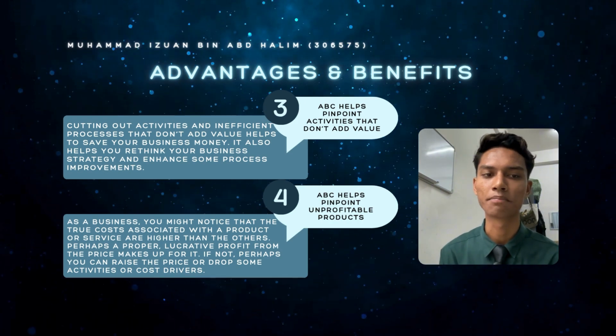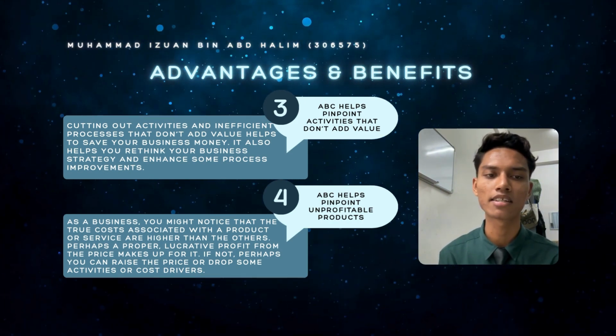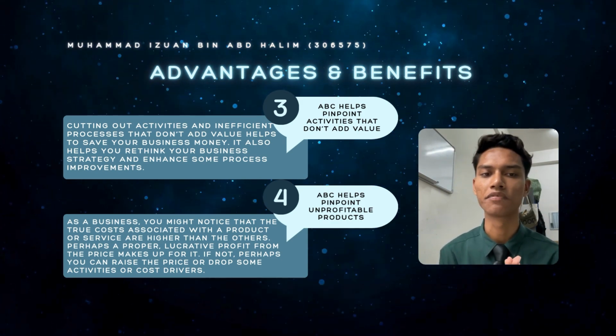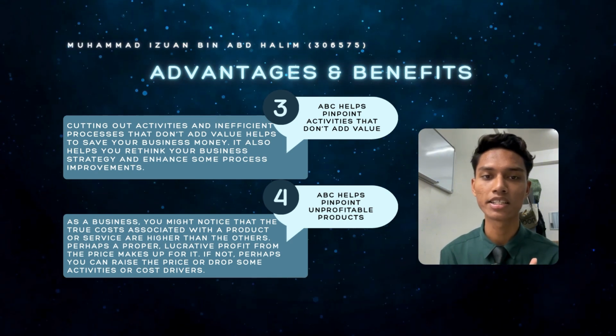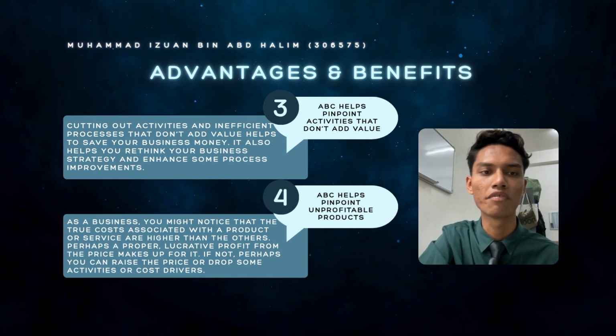Let me give you an example. Let's say you run a bakery. You offer a custom design cake that takes hours to decorate, requires premium ingredients, and involves special delivery. ABC shows that the true cost of making and delivering the cake is $75, but you only charge $70. And now you have a few options.